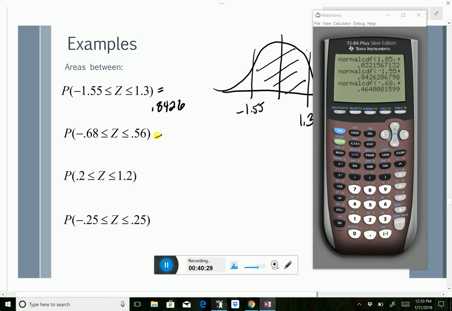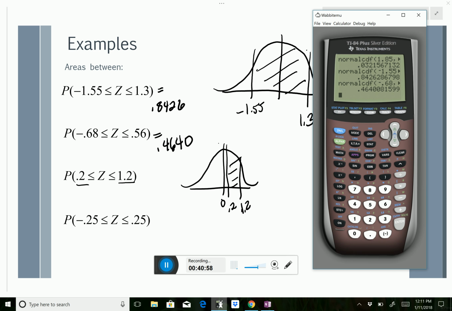That is going to be 0.4640. The next one, now this one's all on one side. These are both positive. So this is from, well, that's terrible. That is a bad one. There we go. So this one's from 0.2, so just about right here, to 1.2. So this is this area. So note, this is going to have to be less than 0.5. It's all on one side.